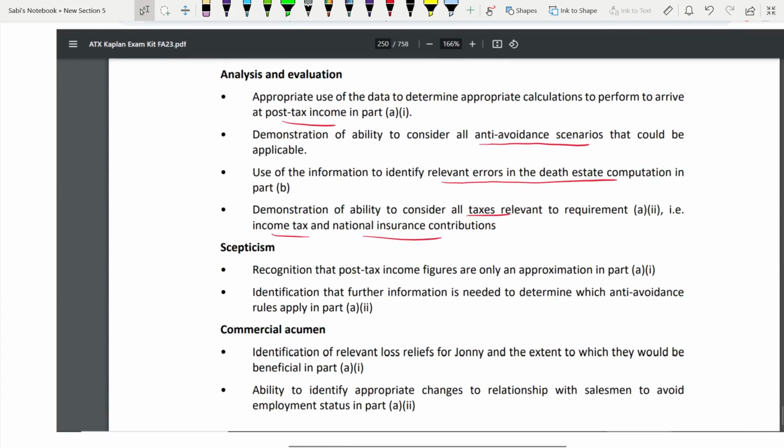Skepticism, how? Questioning that the post-tax income figures are only approximations and you need further information to determine whether the anti-avoidance rule applies. Remember, we don't know whether it's a small or a large client. Assuming it's a small client, we are going forward. That's why we need further information. So identifying that you need further information shows skepticism skill.